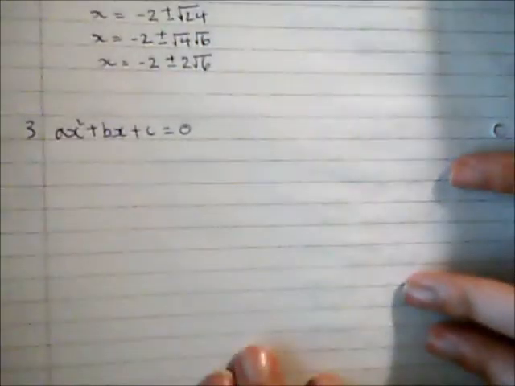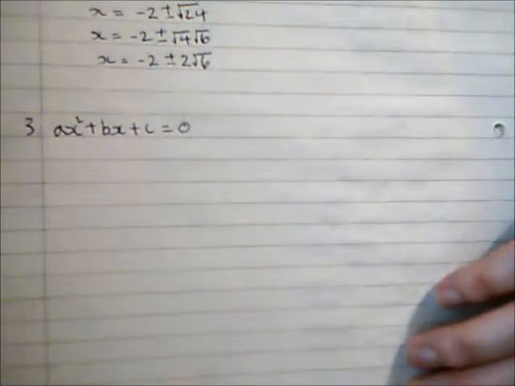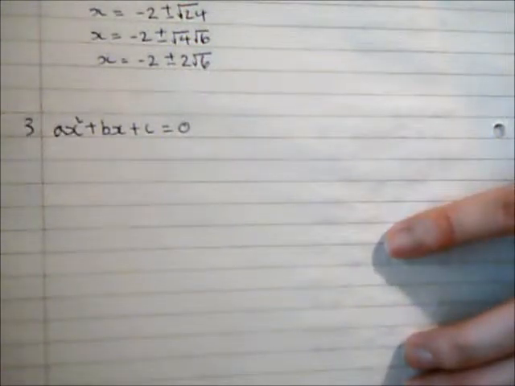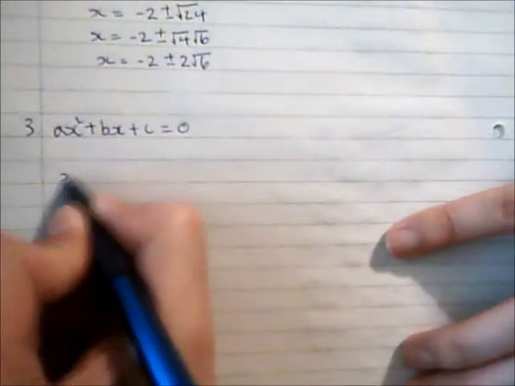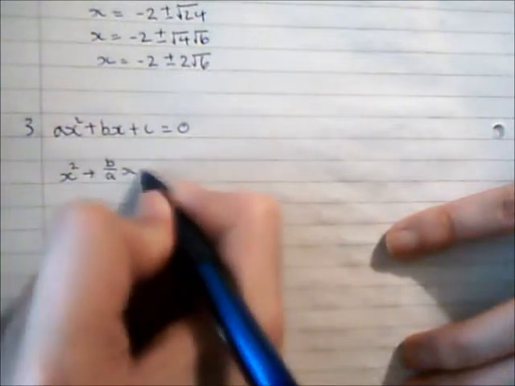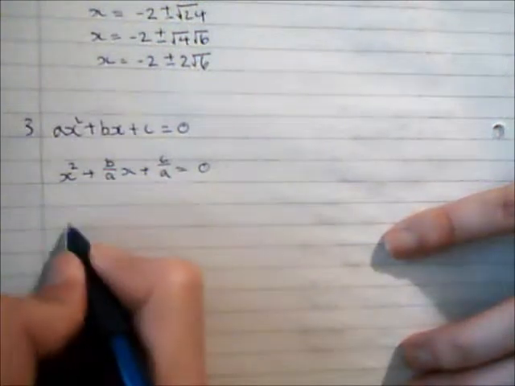Now this third example is looking at this without any numbers. We're just going to use the general equation of a quadratic in the form ax squared plus bx plus c equals 0, and we're going to complete the square here. So I'm going to divide through by a. I'm going to get x squared plus b over a x plus c over a equals 0. Then I'm going to complete the square.